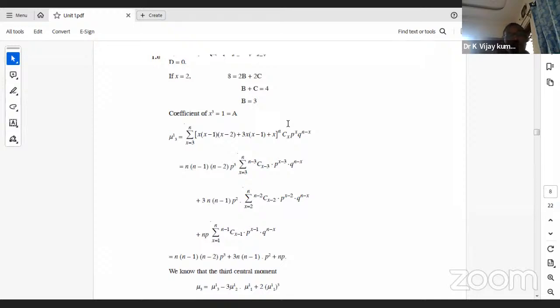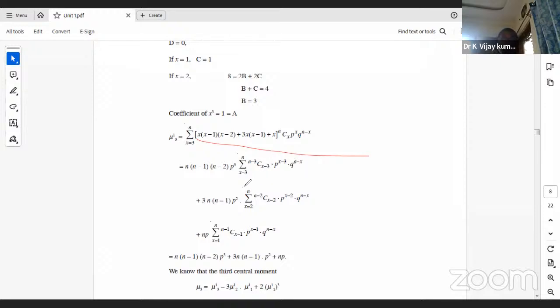So mu 3 dash is the summation of x from 0 to n of x(x minus 1)(x minus 2) plus 3x(x minus 1) plus x, times nCx p power x q power n minus x. With this condition we take x(x minus 1)(x minus 2) with nCx p power x q power n minus x, and so we get n(n minus 1)(n minus 2) p cube, the summation of x from 3 to n of n minus 3 C x minus 3 p power x minus 3 q power n minus x.